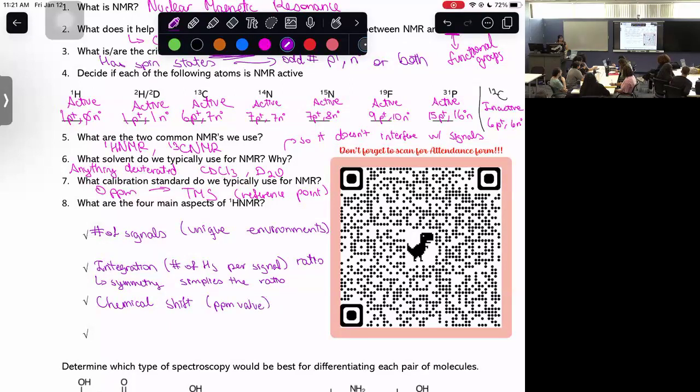Does Dr. West give the chemical shift chart like Jermaine does during exams? No. During exams, no. You guys have to memorize. The only thing you're provided during exams is the periodic table. That's it.